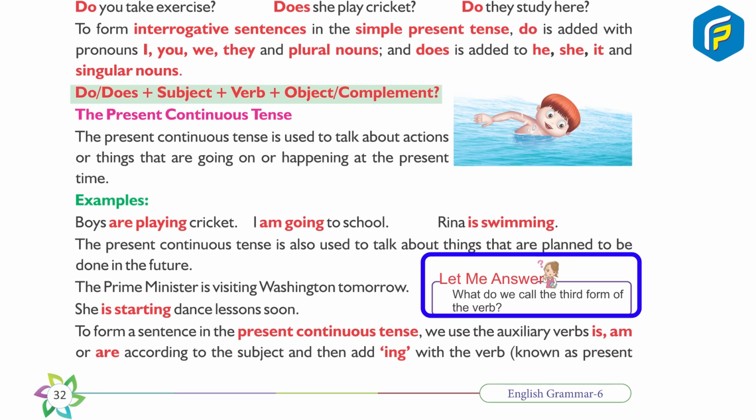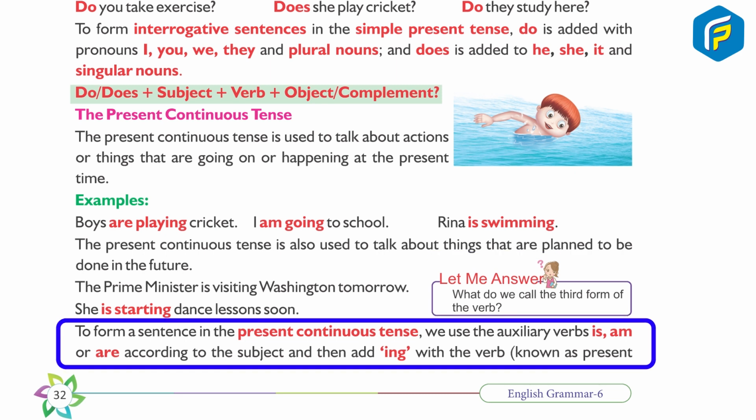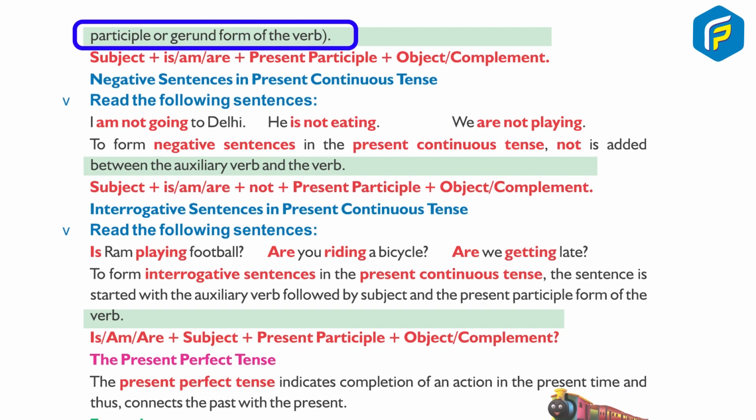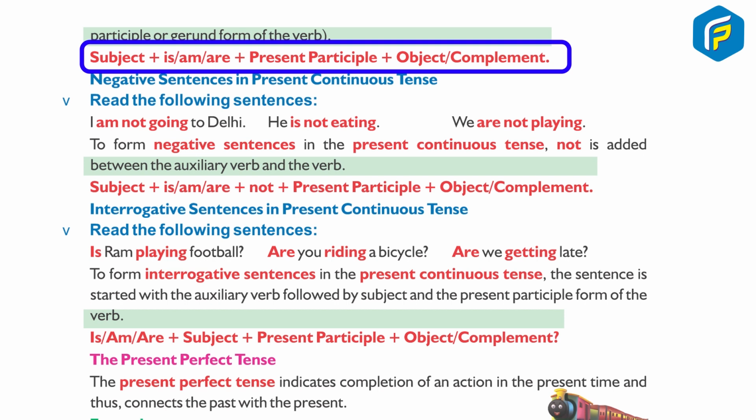Let me answer. What do we call the third form of the verb? To form a sentence in the present continuous tense, we use the auxiliary verb is, am or are according to the subject and then add ing to the verb, known as the present participle or gerund form of the verb. Subject plus is, am, are plus present participle plus object complement.